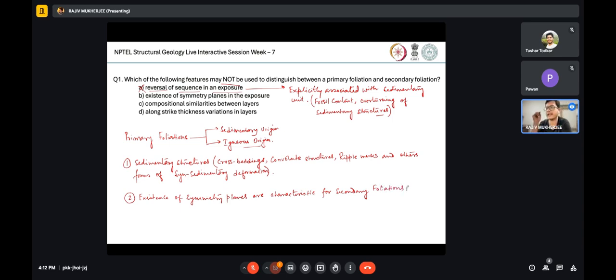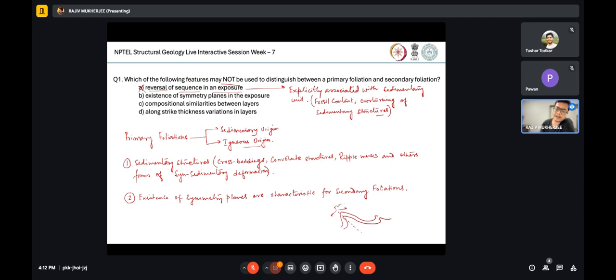Why? Because secondary foliations generally appear symmetric and they are consistent. Say for example, this is an asymmetric fold in the strata. We are observing this kind of asymmetric folding. So this will be the axial plane. This axial plane will be mirroring the opposed part of this foliation, right?